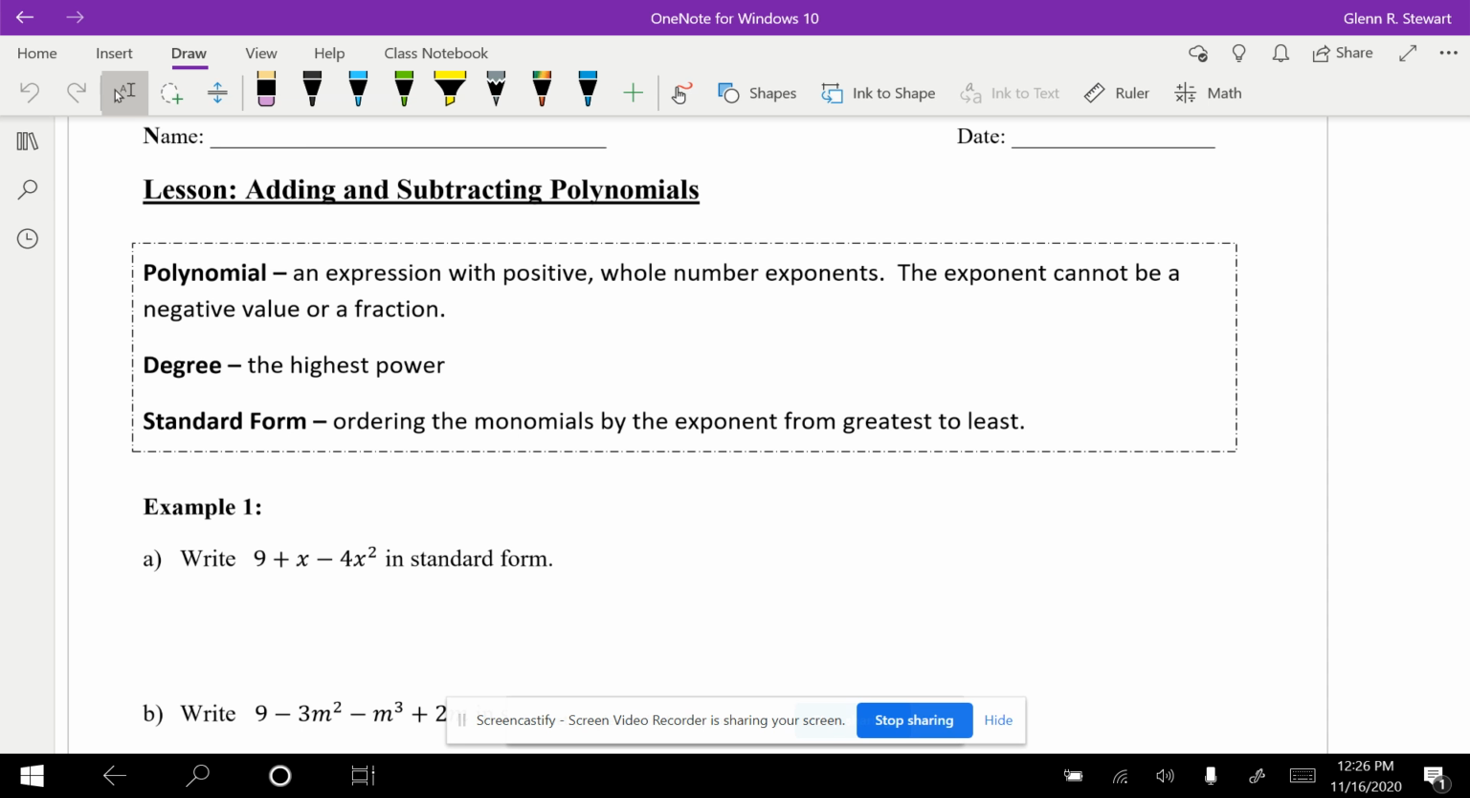A polynomial is an expression with a whole number exponent. The exponent cannot be a negative value or a fraction. A degree is the highest power of your exponent, or the highest exponent number that you have. And standard form is taking a polynomial or a monomial and writing it in order from greatest to least.